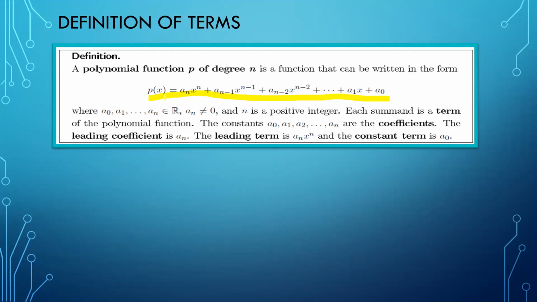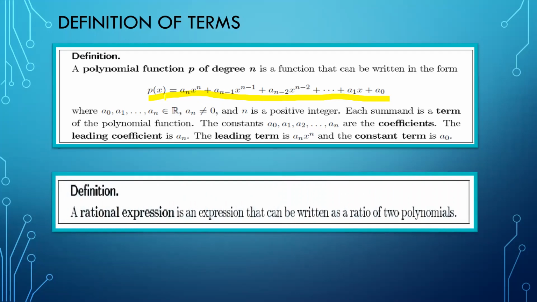Each summand is a term of the polynomial function. The constants a sub 0 to a sub n are the coefficients, the leading coefficient is a sub n, the leading term is a sub n x to the n, and the constant term is a sub 0. In layman's terms, a polynomial function is an expression wherein the exponents of the given function are positive integers.